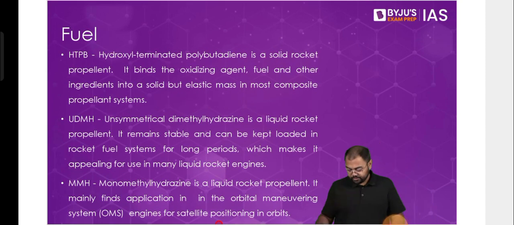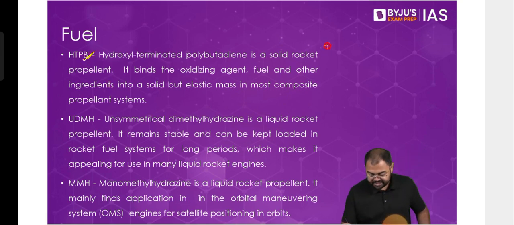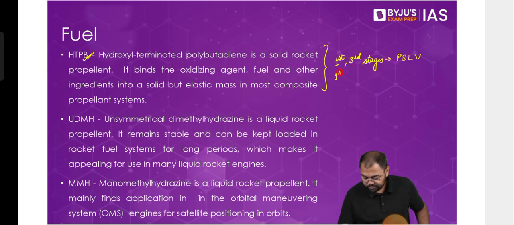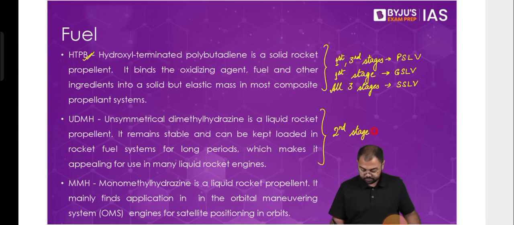Then lastly, we discuss the fuel. You have HTPB, which is the solid fuel. Where are we using HTPB? We are using it in the first and the third stages of PSLV, the first stage of GSLV, and all three stages of SSLV. Then we have UDMH, or unsymmetrical dimethyl hydrazine, which is used for the second and the fourth stage of PSLV, and the second stage of GSLV.